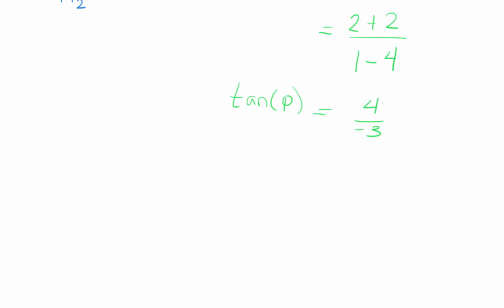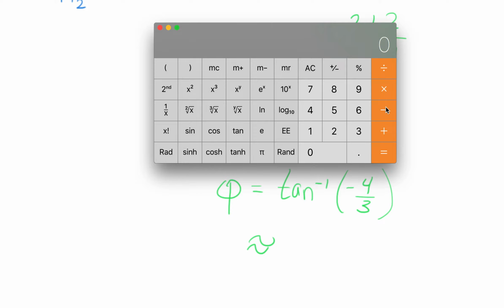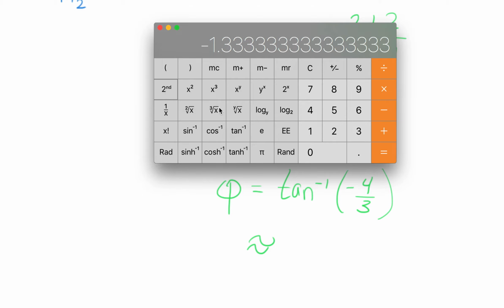But remember, you're looking for the angle, so you need to find the tangent inverse. So phi is the tangent inverse of negative 4/3. And for that, you need a calculator. So approximating that, here you have 4 divided by 3 equals that. We put the minus sign. And for these calculators, you go second tangent inverse, which is equal to negative 53 degrees.